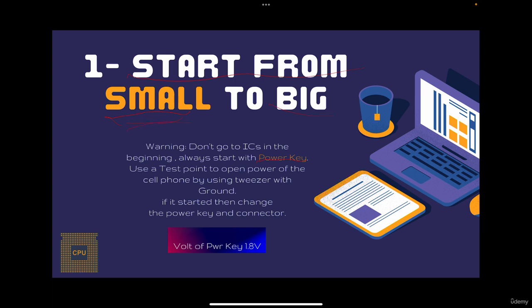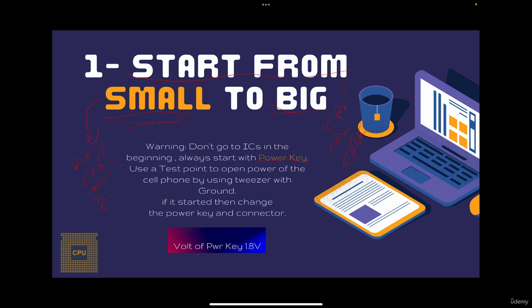Here, small means the small components of the circuit, like capacitor, like power key, like coil, like resistor, whatever. This is the meaning of small. Big means like the IC power, like the CPU, like the eMMC. Which means if you get a problem here, you need to start firstly with the small and then go directly to the big one.